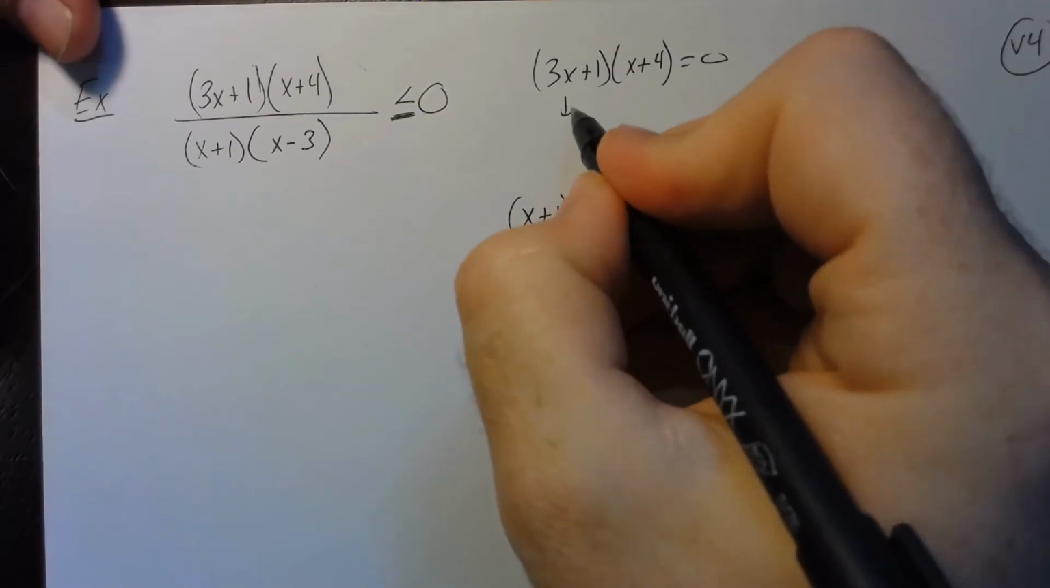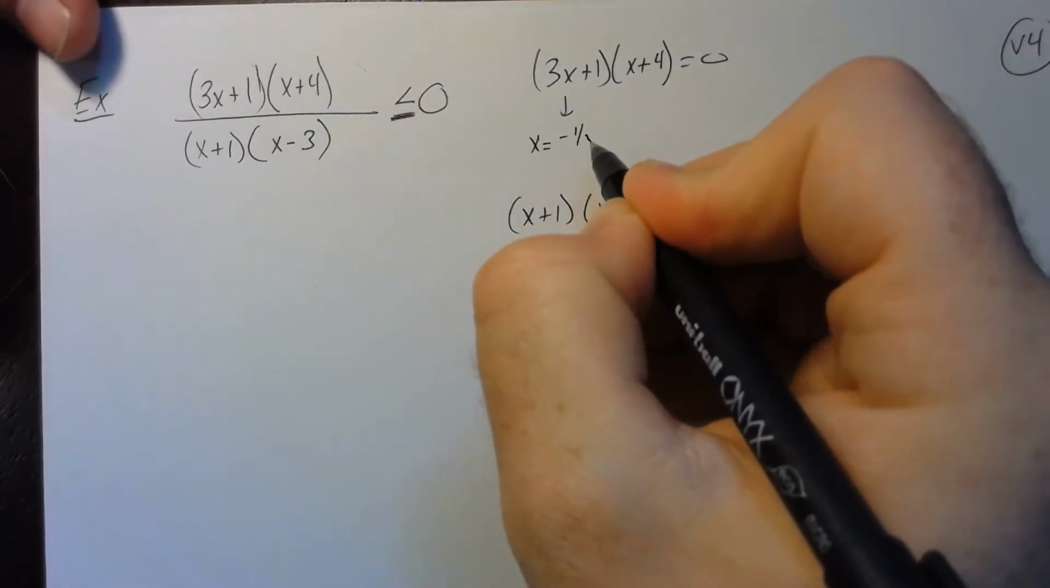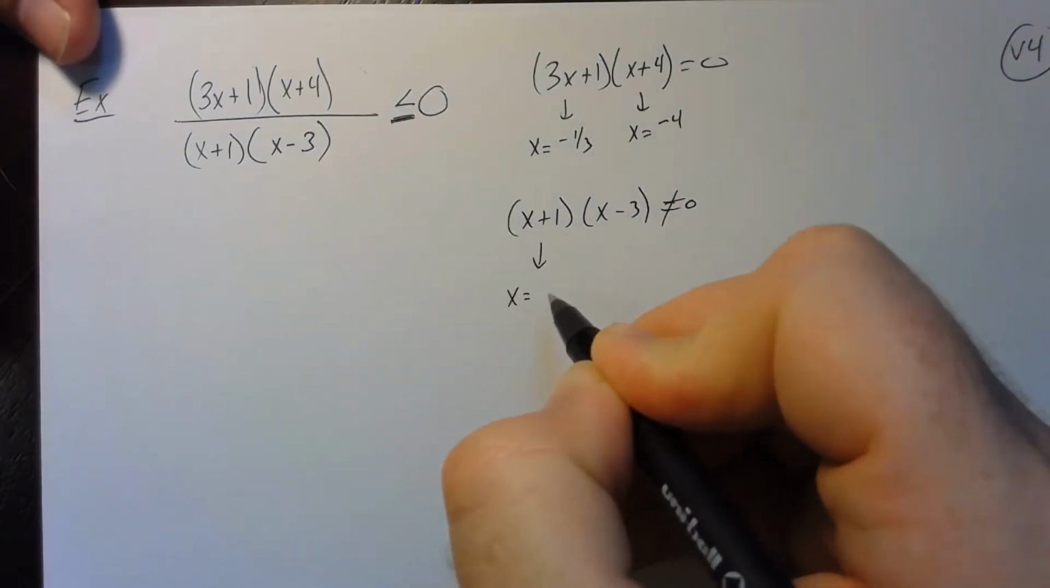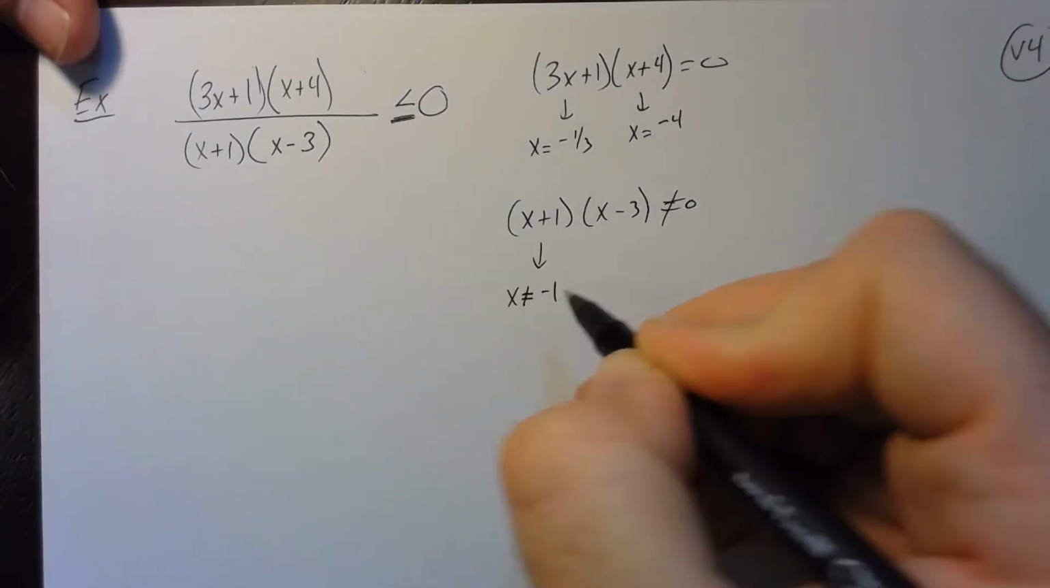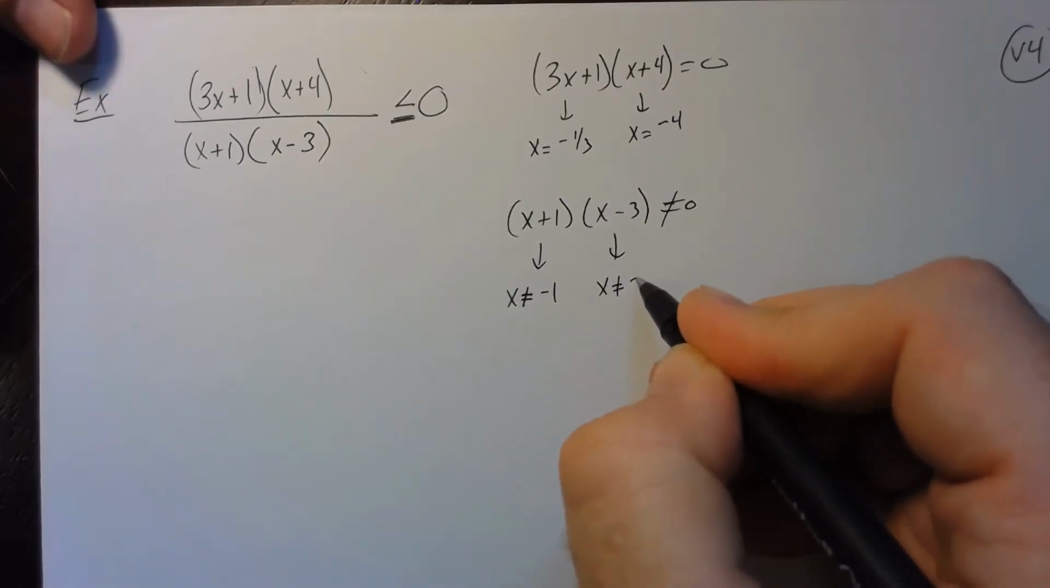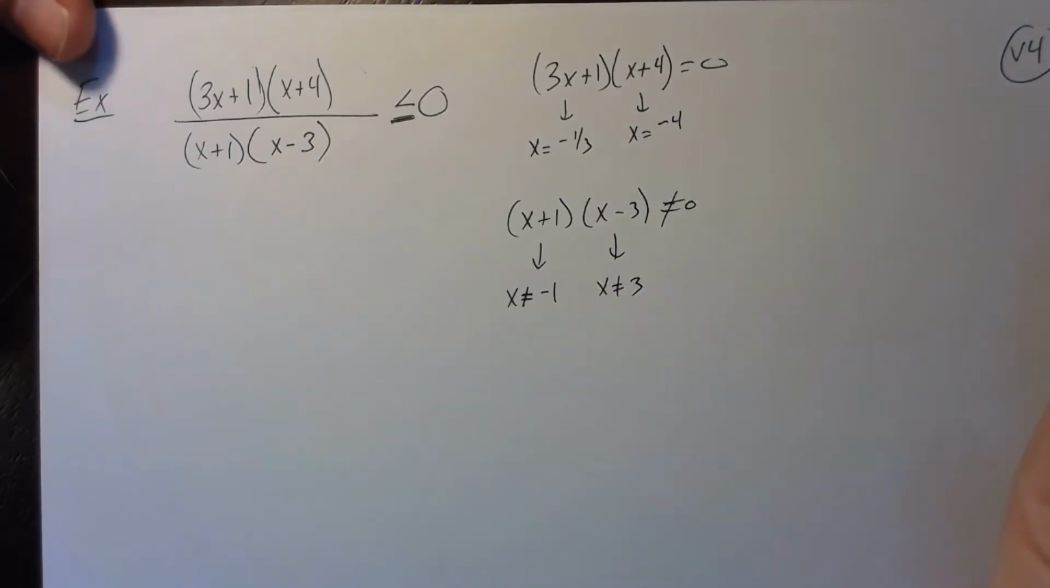So with that being said, this is going to give me x equals negative 1/3. This one is going to give me x equals negative 4. This one is going to give me x not equal to negative 1. Not equal to, but still an important point. And x not equal to a positive 3. Again, not equal to, but still an important point.